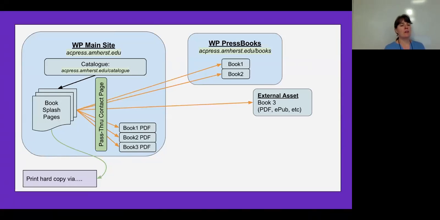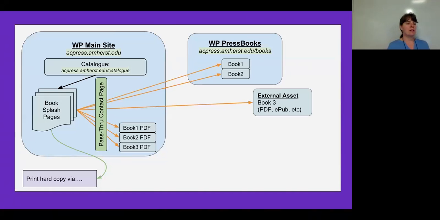The book PDFs are hosted in the WordPress media library right now, and the online versions of the books are in Pressbooks, that separate WordPress install. And in some cases, we might have an external asset. Right now, we have one of our books that's out on iTunes. So there's that in there.